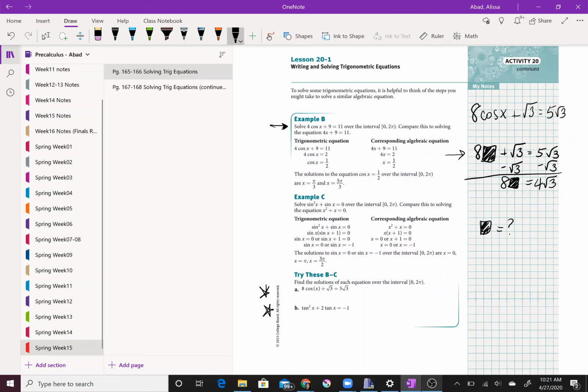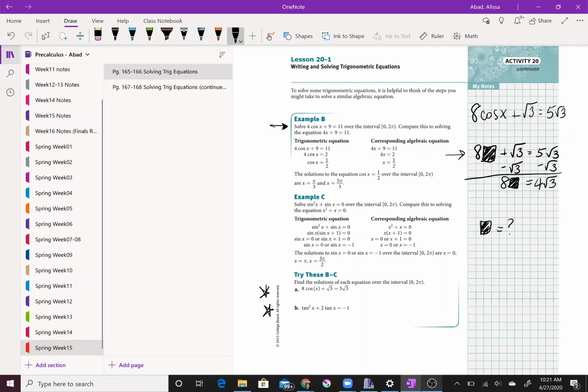I'm going to just focus on the 4 over 8. That simplifies to 1 over 2. So I have over here 1 times square root of 3 over 2. So we just said the box over here is actually what we replaced with cosine of x. So I'm doing cosine of x equals square root of 3 over 2.